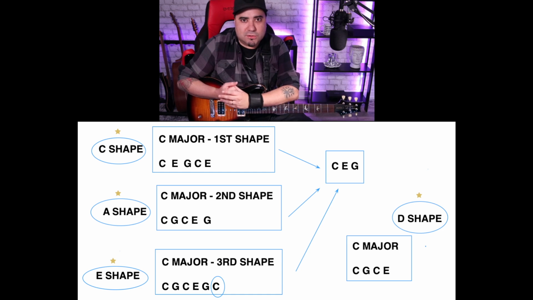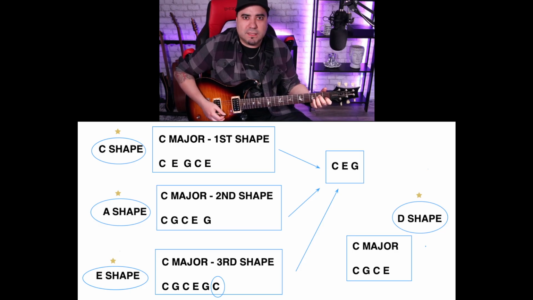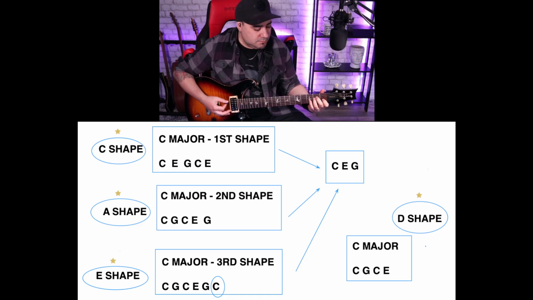The CAGED system also works for minor chords, right? Let's take the chord of A minor as reference. So A minor, that's the first shape that we learned on guitar, right? A minor chord. We did that in the last lesson. A minor chord.